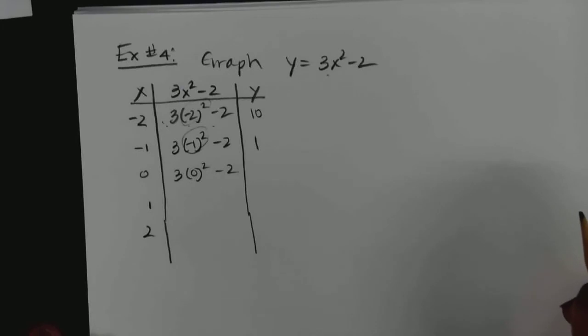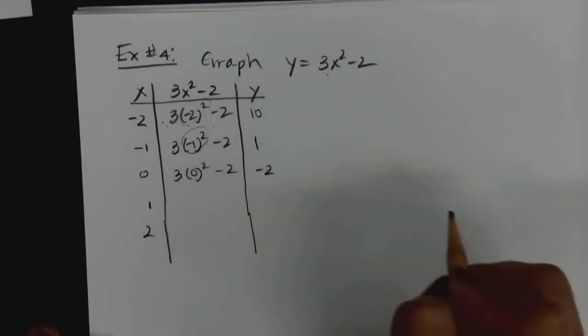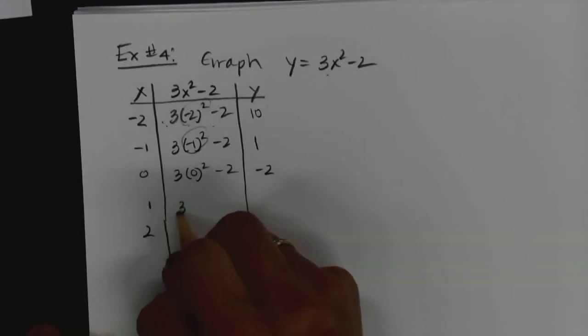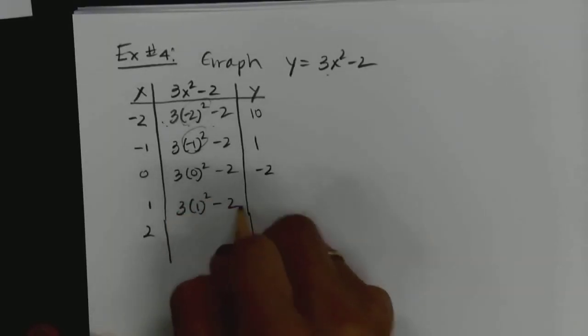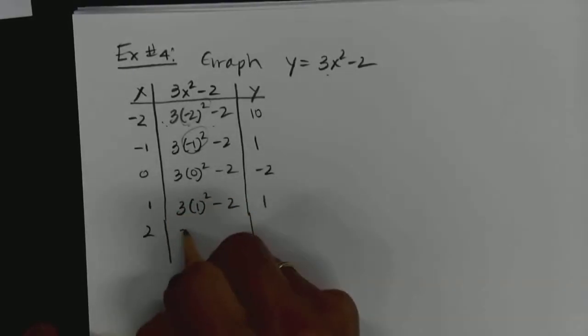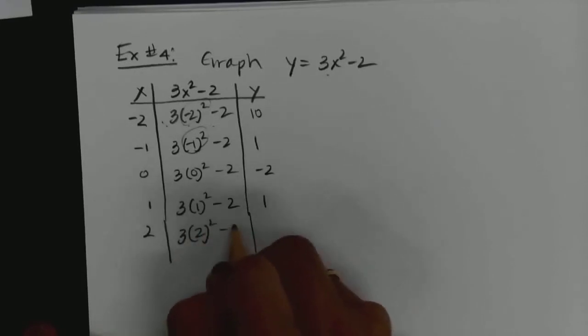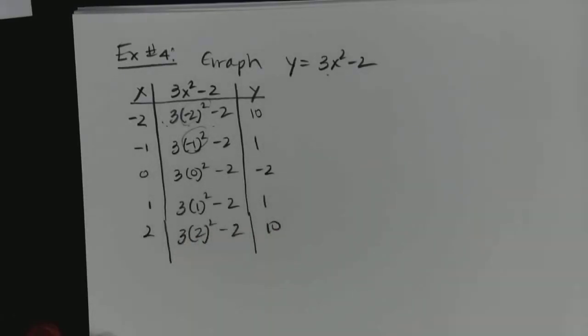0 squared? 0. 0 times 3? 0. Minus 2? -2. And if you notice, this is going to be symmetric, right? So this should be 1 and this should be 10. Okay? And everybody knows how to plot this, right?